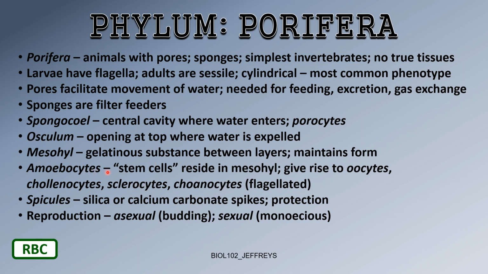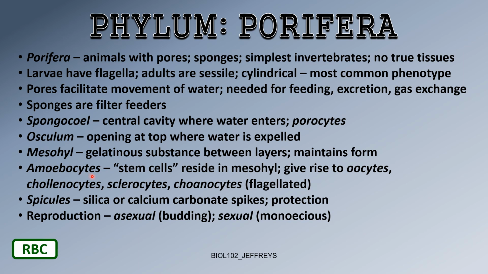Now the mesohyl is a gelatinous substance between the layers of tissue. It has no real tissues, but between the layers of structure, and that helps to maintain form. Amoebocytes, now these are cells that are amoeba-like. They're stem cells, and they reside in the mesohyl, and they give rise to oocytes. Now, oocytes, as you know by now from the first semester, are your egg cells or your ova. Oocytes are the cells that make ova, make eggs. Amoebocytes give rise. Now, remember, they're stem cells.